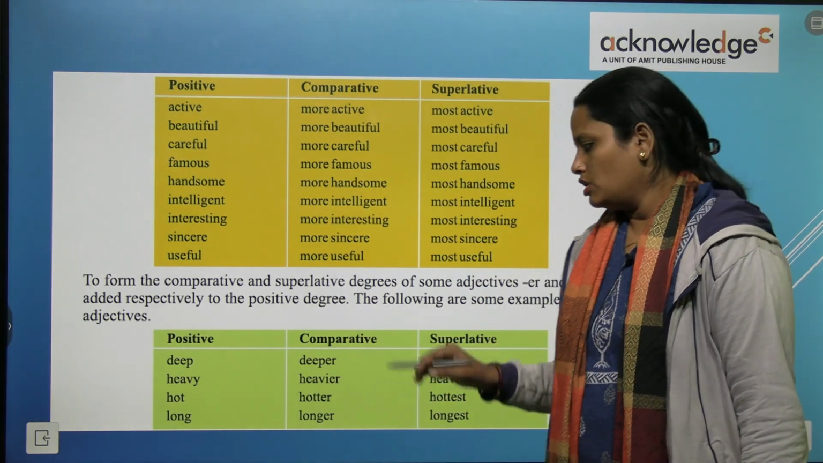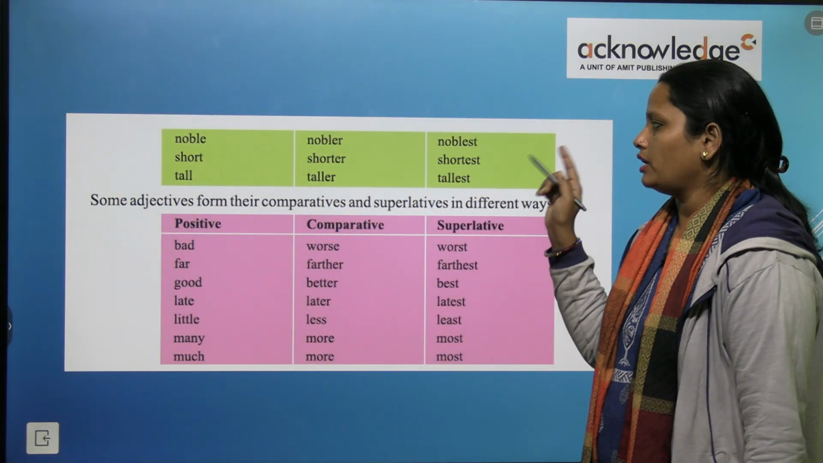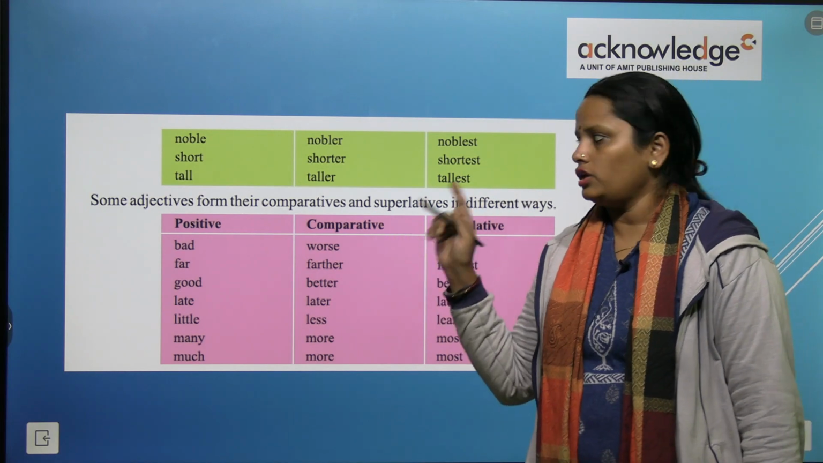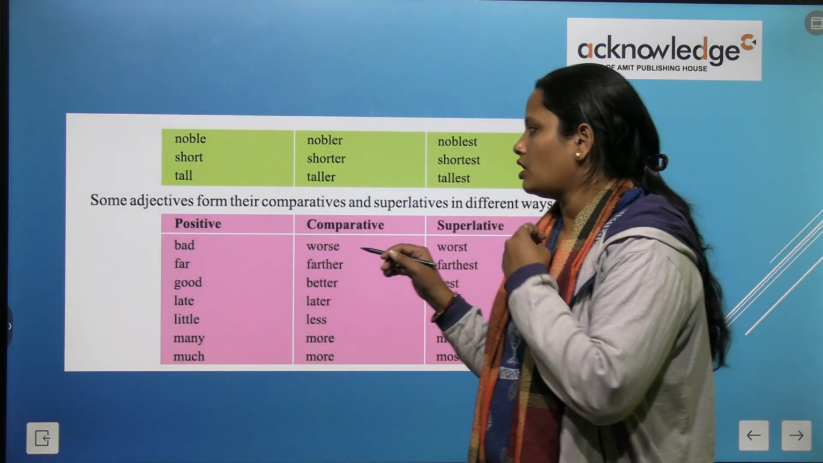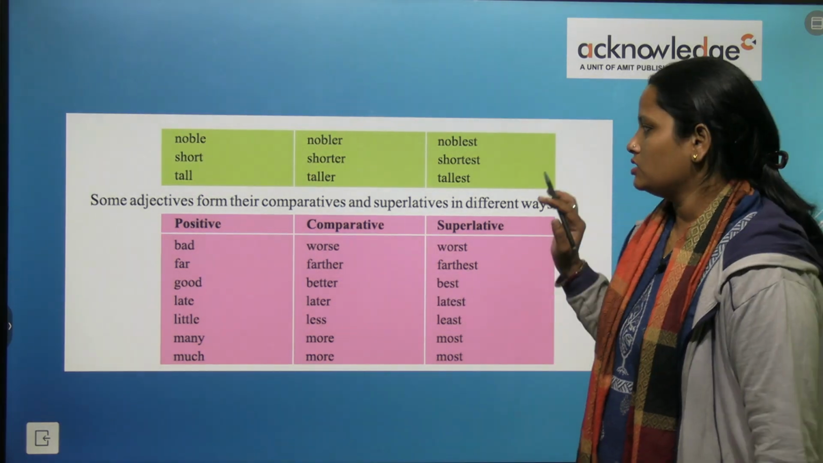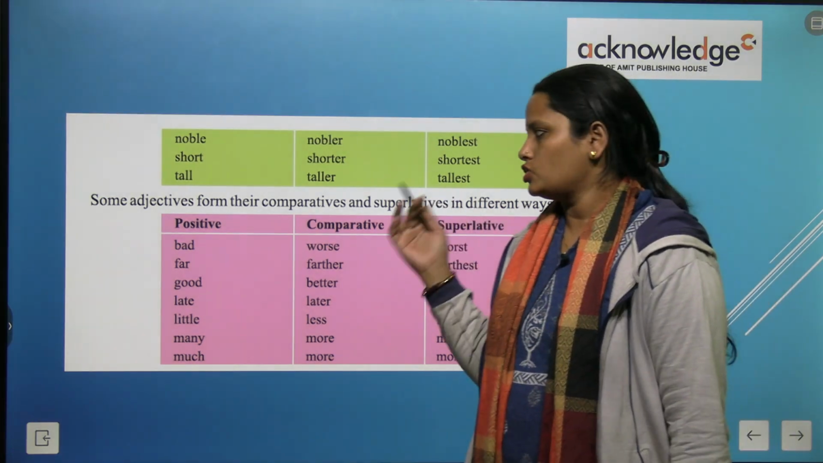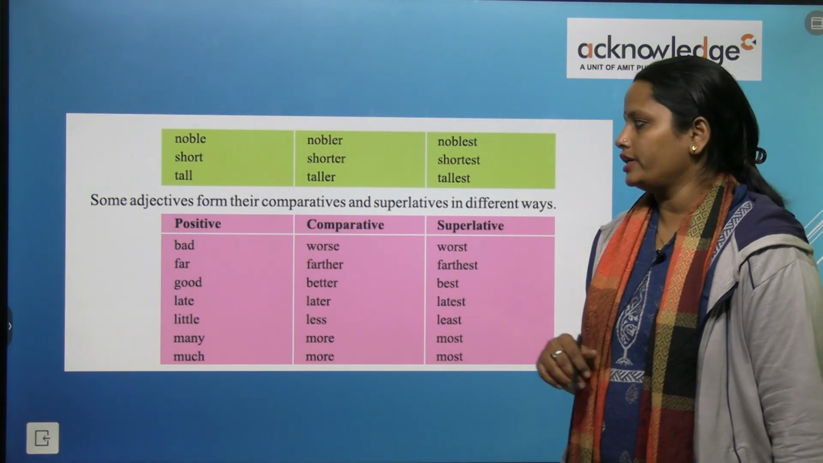Next is long, longer and longest. Noble, nobler and noblest. Short, shorter, shortest. Tall, taller and tallest. So some adjectives form their comparative and superlative degree in different ways. So कुछ adjective हैं जो comparative और superlative degree में अलग जो है वे show करते हैं. So here is a positive, then comparative and the superlative degree.